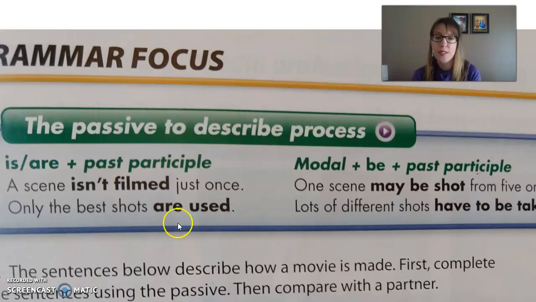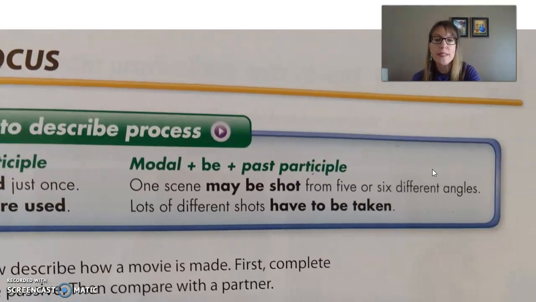Okay, present tense passive. If you want to use a modal, here are those sentences. One scene may be shot from 5 or 6 different angles. That was the example I used. Or lots of shots have to be taken. Okay, have to is a 2-word modal. Okay, so that's why we have to and then the word be and then past participle.